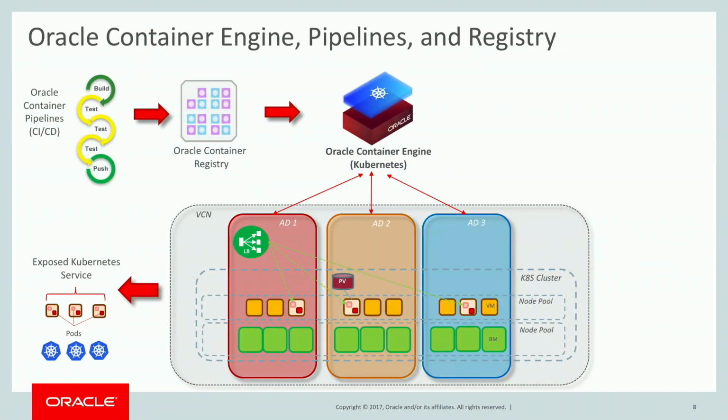So this is the high-level picture of what OKE looks like. You have our CI/CD pipelines here, pushing code into OCI registry. OKE consumes the Docker images from OCI registry and deploys them into Nodepools. You can deploy Nodepools across 3 availability domains, and the latency between availability domains is really low. You can also deploy virtual machine Nodepools and bare metal Nodepools, and then expose them as a service to the outside world using our OCI load balancer.